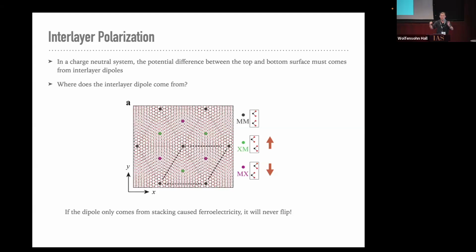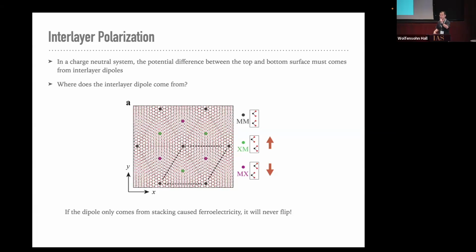So where does the interlayer dipole come from? That's very easy because we have been talking about this from the very beginning. Think about the stacking: the XM will have a dipole pointing up, then MX will have a dipole pointing down. So there you go. That's why I have those two dipoles.